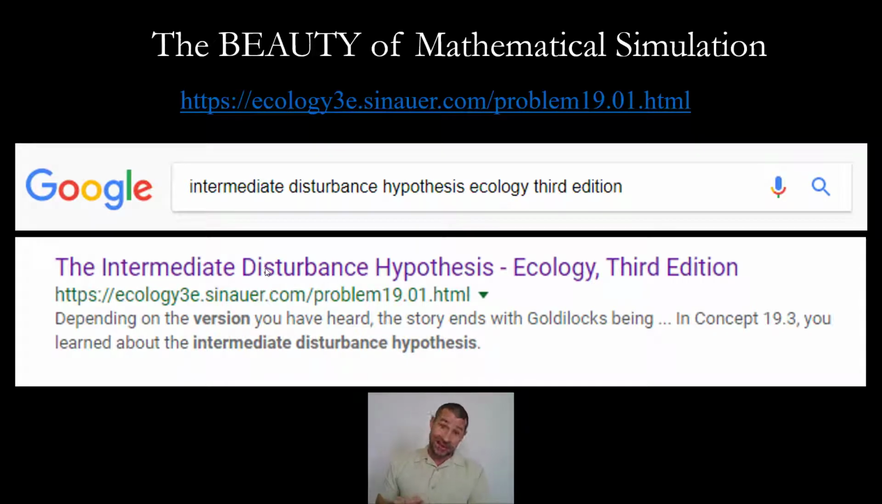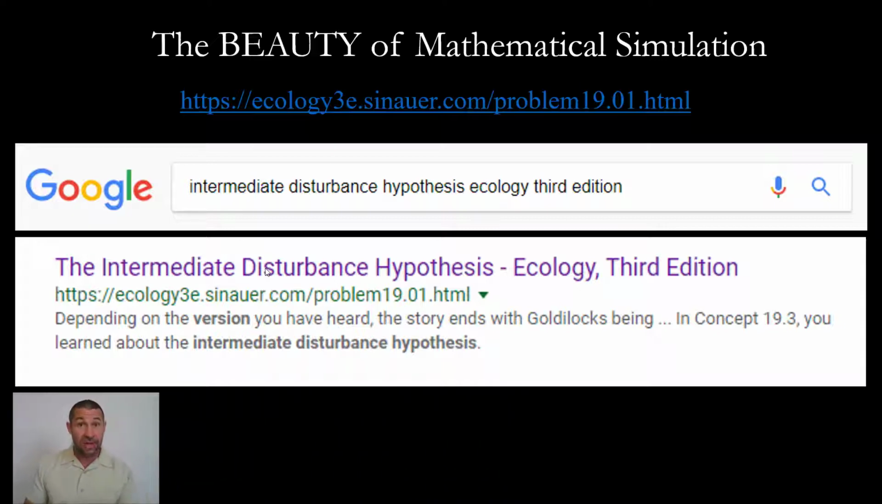So obviously it's kind of hard to empirically test these ideas, at least at ecosystem size scales. Plus, now's not a really good time to be massively destroying or disturbing coral reefs. However, we can test these ideas using mathematical simulations. Let me give you an example.